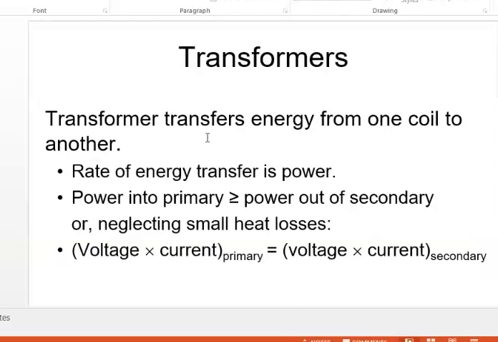That is, if there is no loss of power in the form of heat and sound, then power at the input coil, that is the primary coil, must be equal to power at the secondary coil. But in a real transformer, there is a loss of power in the form of sound, the humming of the transformer, and heat produced. So a little bit of power is wasted.